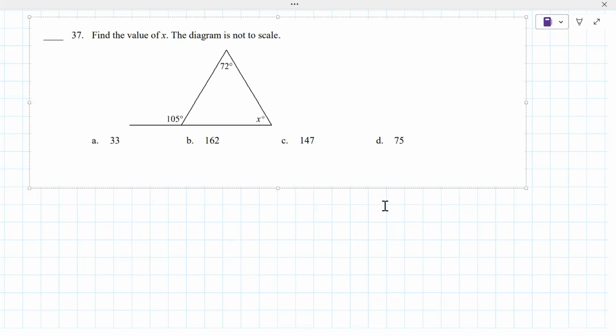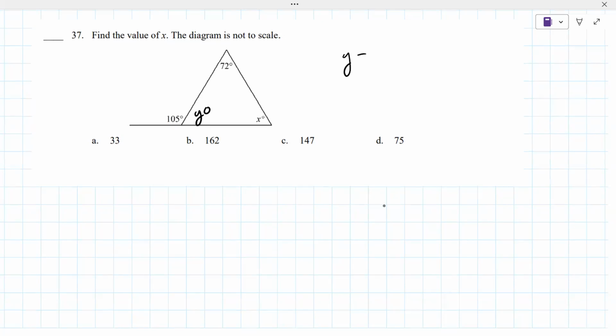I got a 33. Okay. Did you find, I'll call this angle y, did you find angle y first, or did you just calculate it directly? I did one. I knew that they add up to 180, so I did 180 minus 105 and I got 75, and then I added 75 and 72 and I got 147, and then I subtracted 180 minus 147.